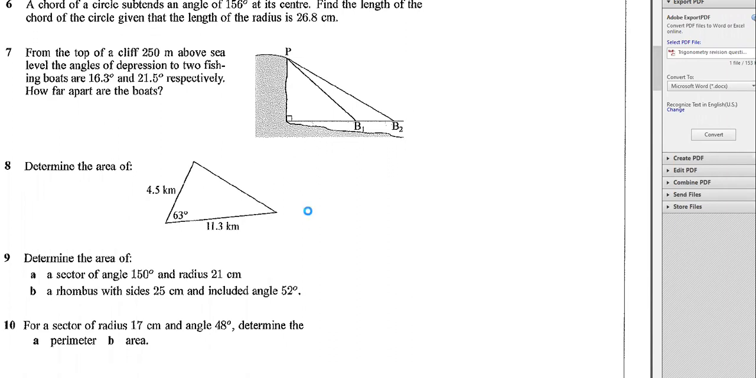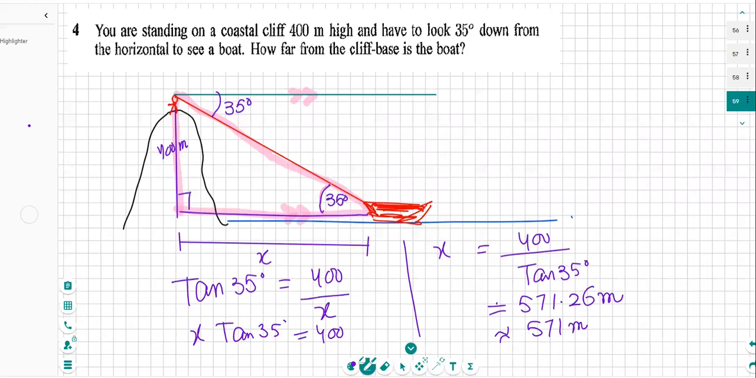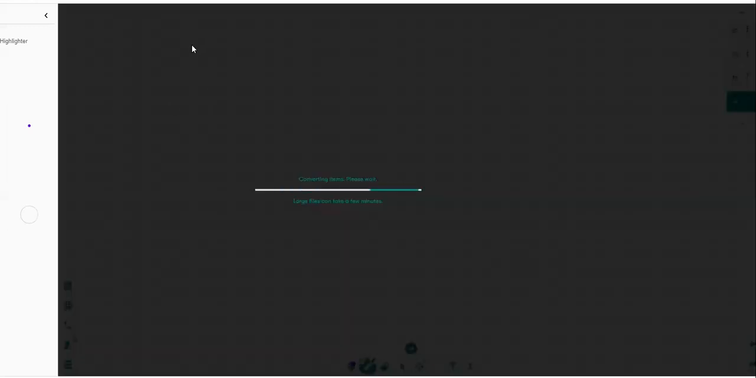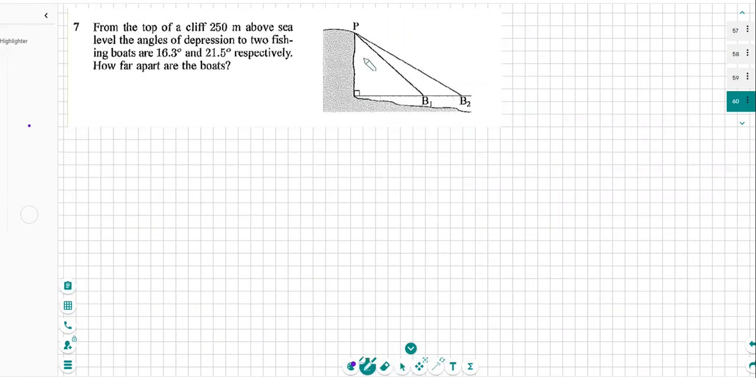Like when we have this type of question, like question number 7, how to solve it. From the top of the cliff, 250 meters above the sea level. So this length is 250 meters, right? The angle of depression to two fish. What is the angle of depression? If you are standing on the top and looking down, the angle that makes with the horizontal line is called the angle of depression.